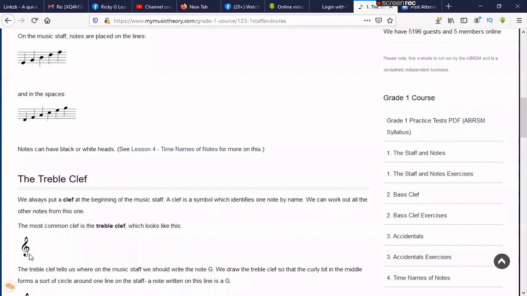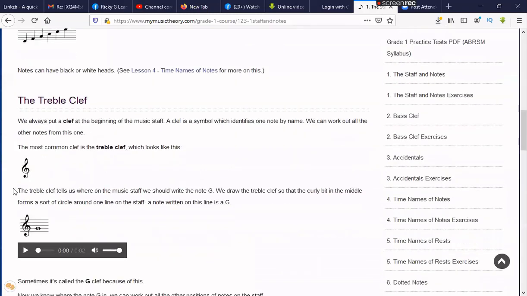So without the clef inserted on the lines and spaces, it remains senseless. The treble clef tells us where on the music staff we should write the note G. We draw the treble clef so that the curly bit in the middle forms a sort of circle around one line on the staff. A note written on this line is a G.